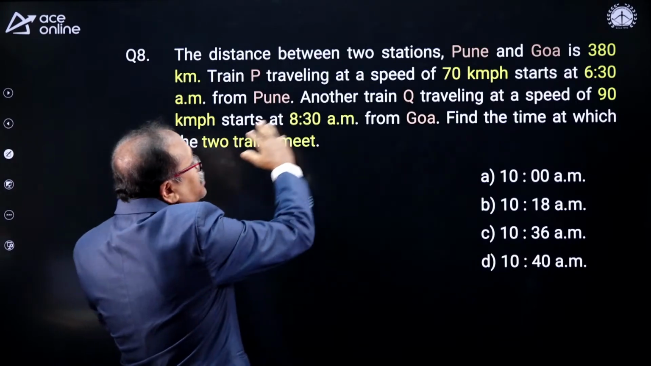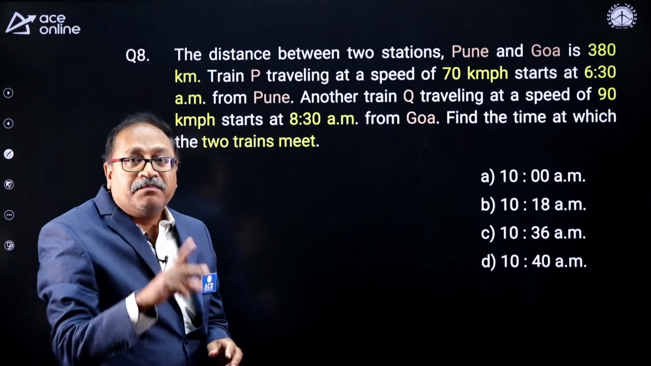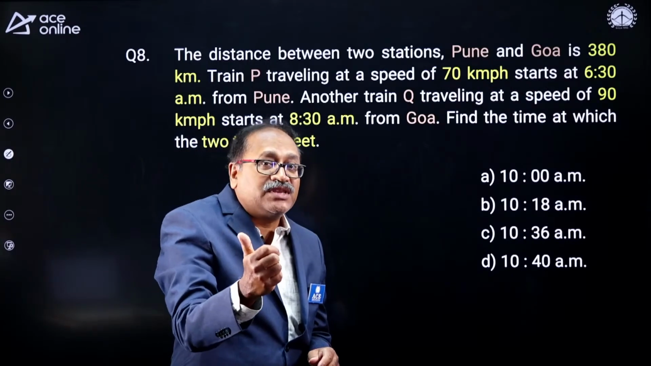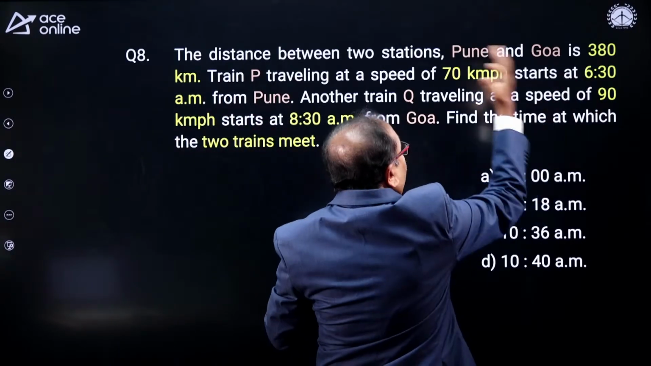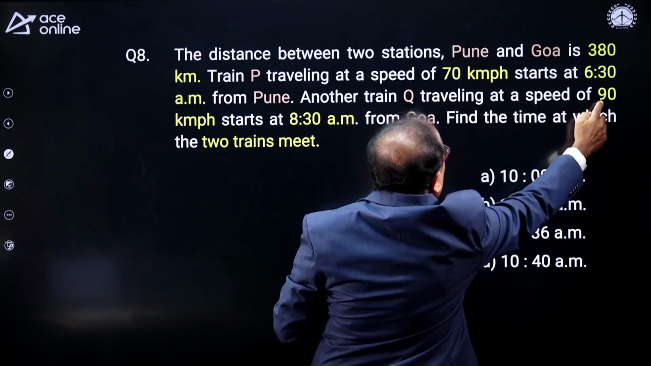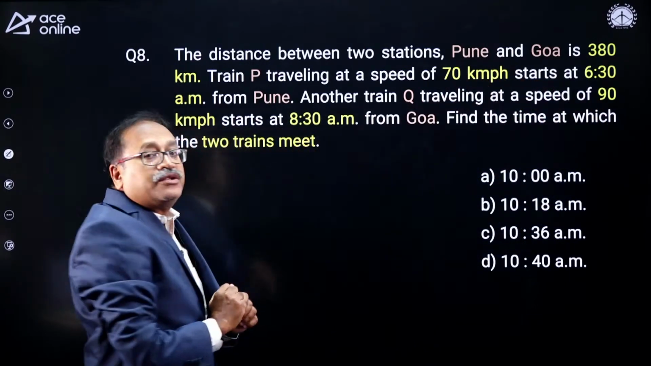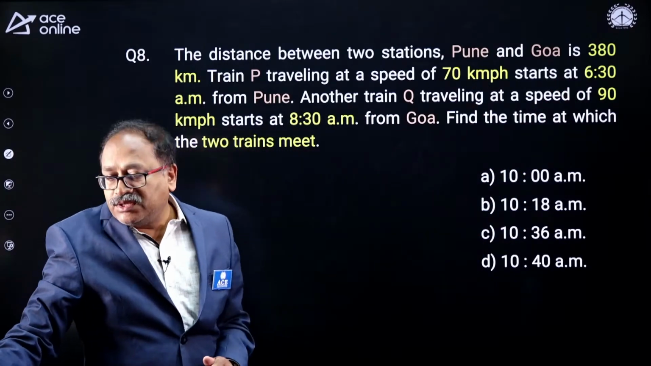The distance between these two trains is 380 kilometers, but the starting time is not the same. Look at this one. From Pune, it starts at 6:30, and the other train starts from Goa at 8:30. So there is a gap of 2 hours. So how to answer this question?